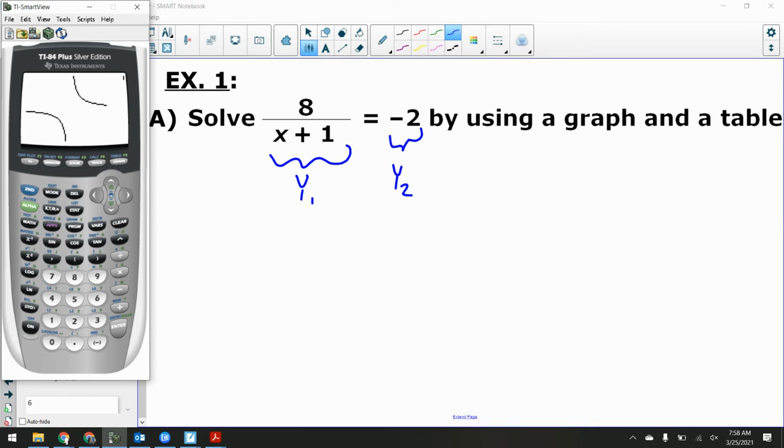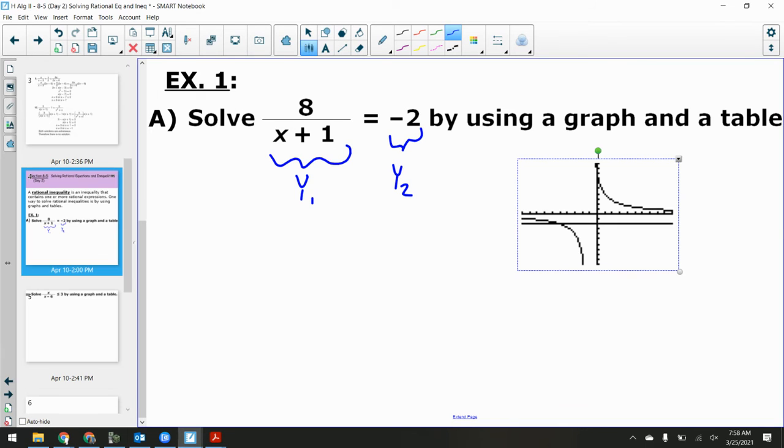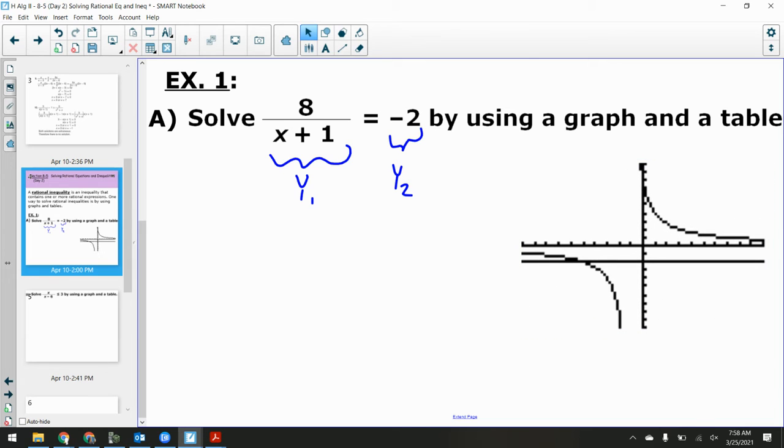Oh, I never turned back on my... Hold on 1 second. Okay. So I see the vertical asymptote at -1. I see the horizontal asymptote at y equals 0. Perfect. This is exactly what I think I should see, and exactly what we thought we would see. We have our vertical asymptote at -1. We have our horizontal asymptote on the axis, and then we have here.